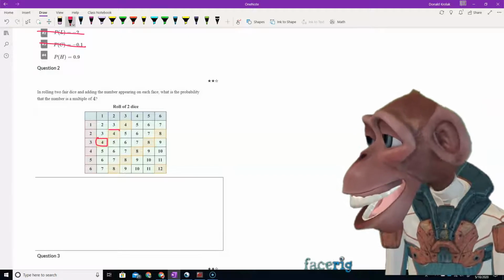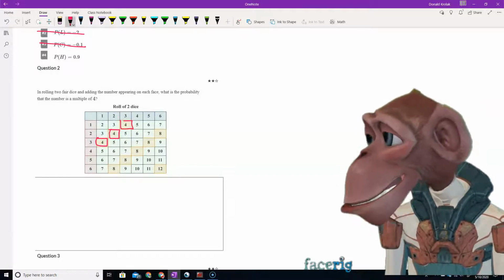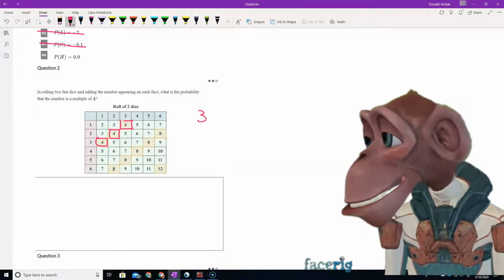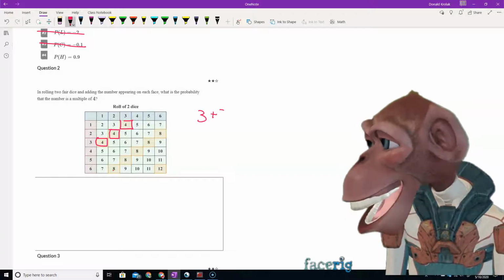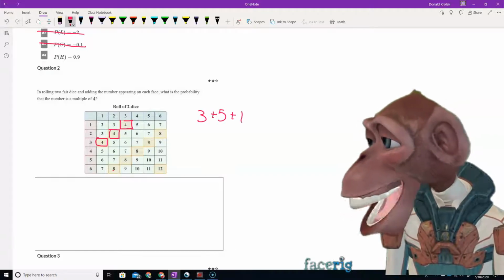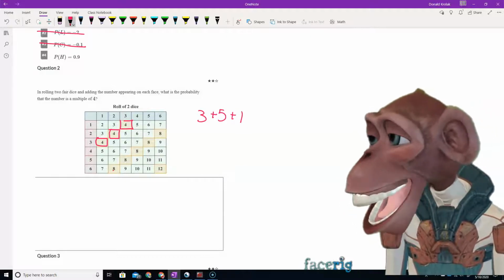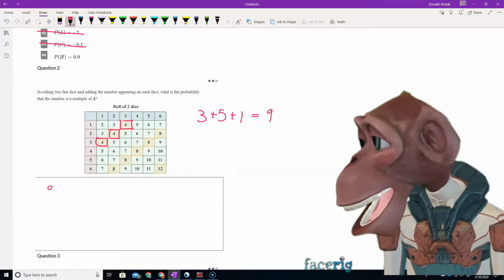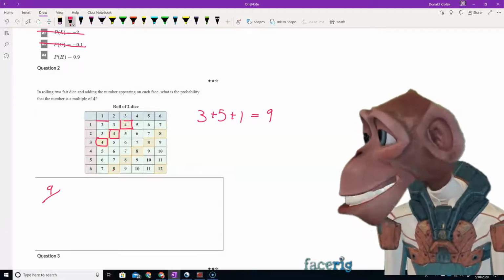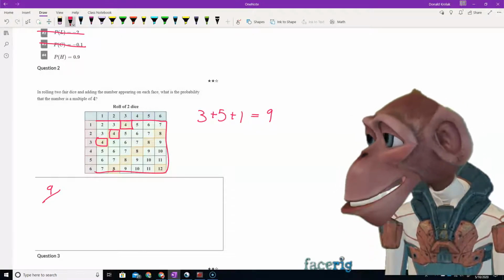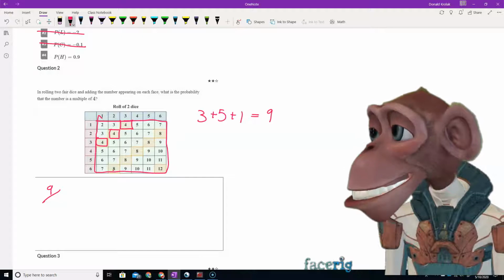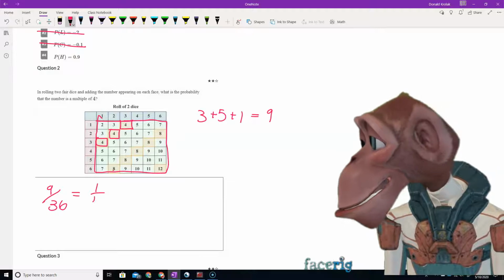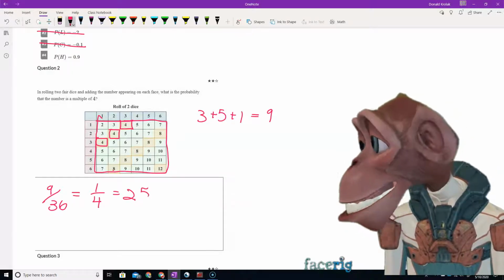The times that you get a multiple of 4 are highlighted here in yellow. So there are 3 multiples of 4, then there are 5, and then there is 1 more. So altogether, there are 9 opportunities where you get a multiple of 4, out of all the possible outcomes, 36 different outcomes. So the probability of getting a multiple of 4 is around 25%.